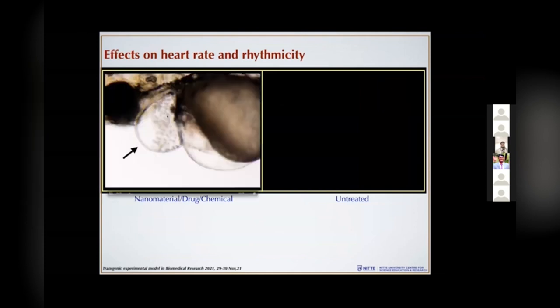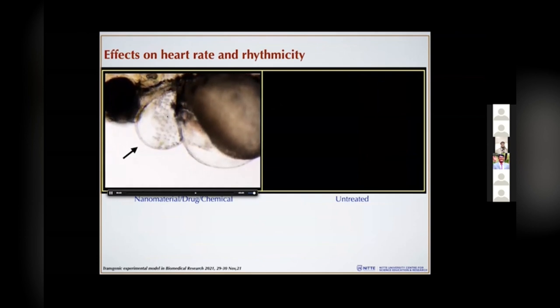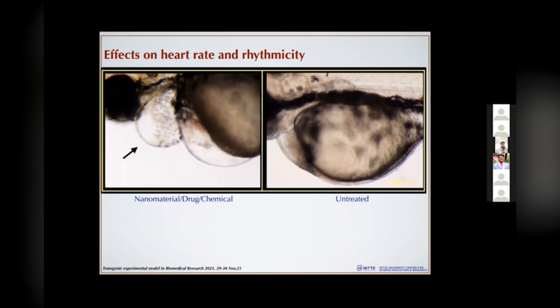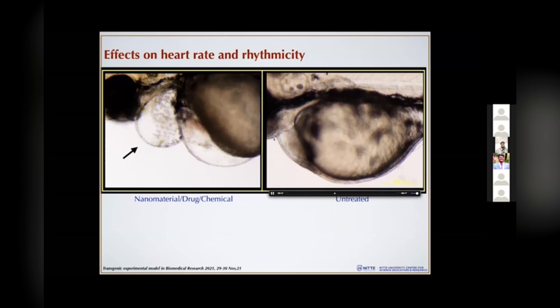Again, there is a small video here. I hope it will work. This is the one which is treated. You see the heartbeat is feeble and there's a huge accumulation of fluid. There is a heartbeat, but you can't make it out, it is so feeble. On the right-hand side, it's a normal heartbeat, no pericardial edema, nothing. So the blood cells are flowing properly. That means this particular compound is definitely showing an effect on the heart. Next slide.